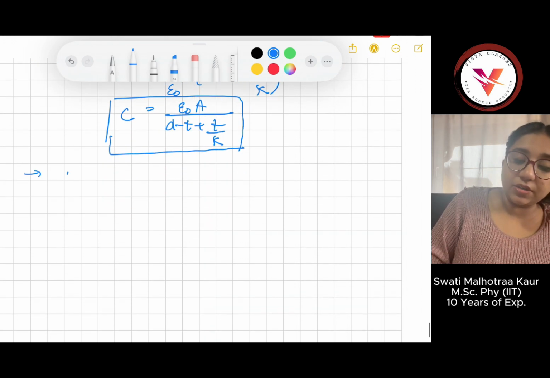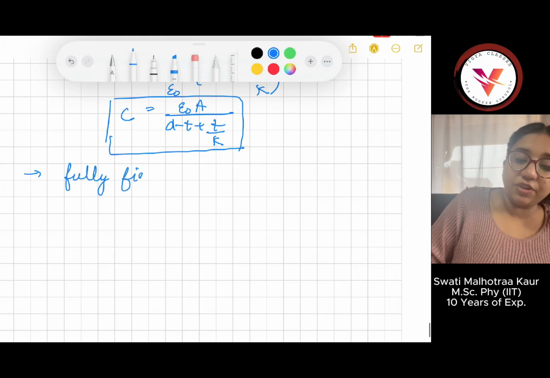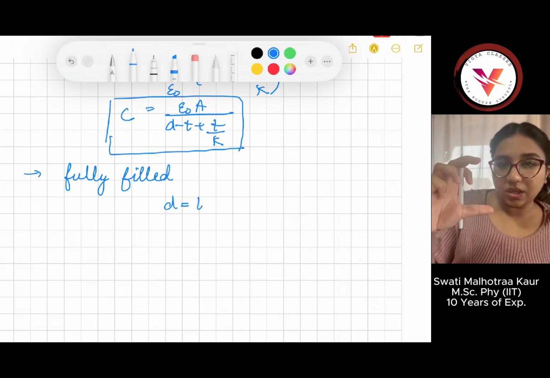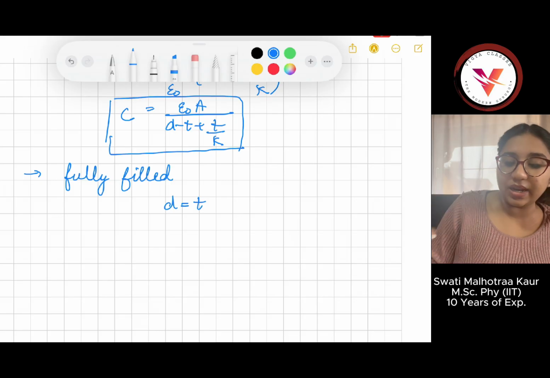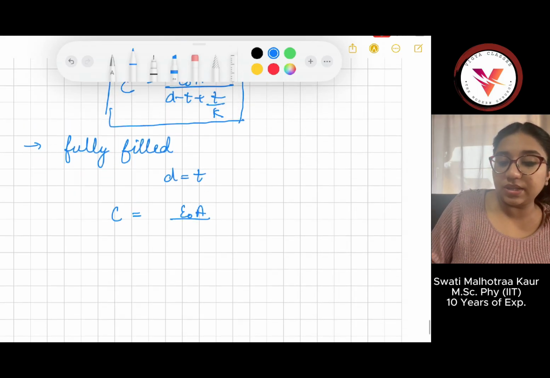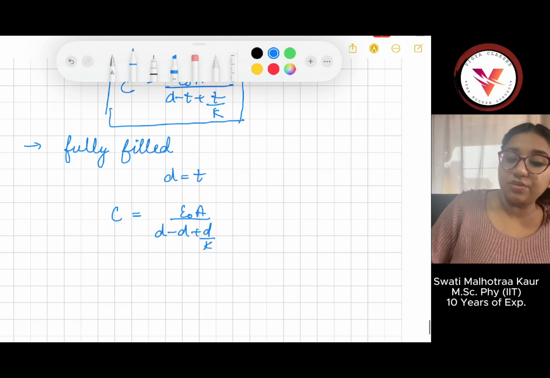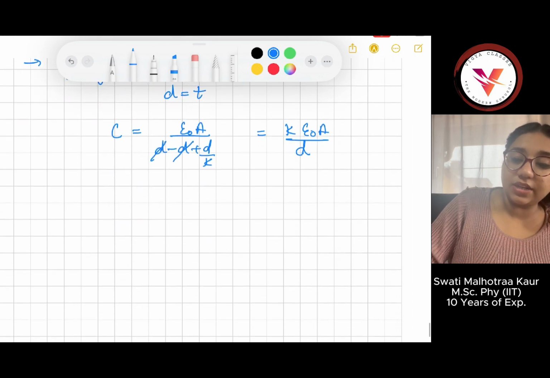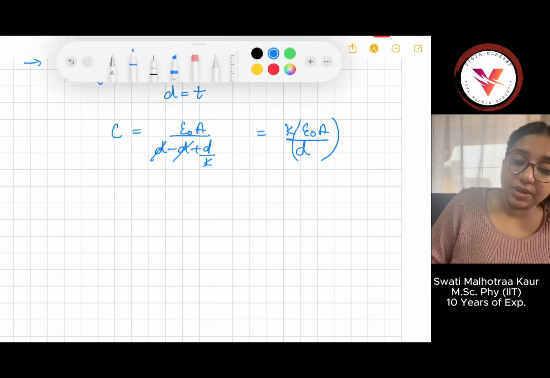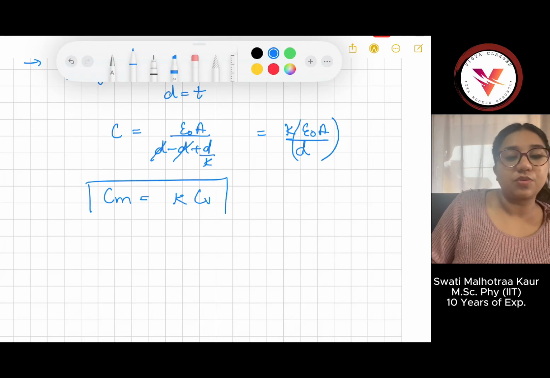Now if it is fully filled with the dielectric slab, then D is equal to T, because whatever the distance between the two plates is covered with the dielectric slab of thickness T. So it comes out to be epsilon naught A; just put T equal to D, so D minus D plus D by kappa. Here you can cancel D, kappa goes up, and from here you can say that if this is the capacitance in vacuum, then the capacitance in any medium will become kappa times the capacitance in vacuum. You can also prove it from here.